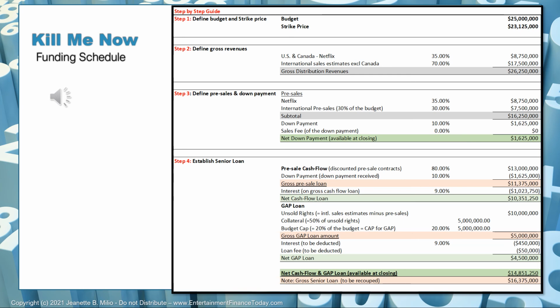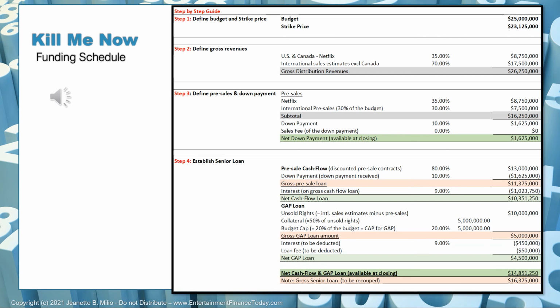So in this case, we're starting with the budget that is $25 million for the TV show. The strike price is $23,125,000, and the reason for that is that 50% of the post-production budget was deferred. The post-production budget was 15% of $25 million, which is $3,750,000. 50% of that is $1,875,000, and that is being deferred. That means it reduces our budget and the need for financing. So our strike price budget is going to be $23,125,000, and that's the number we need to hit.